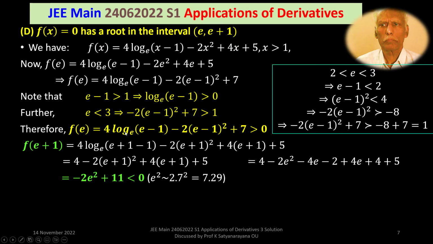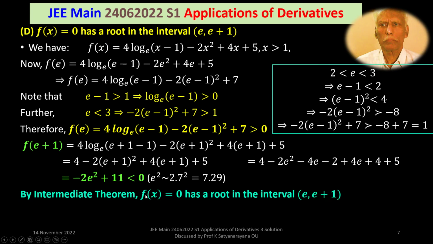So what is it that we have observed? f of e is positive, f of e plus 1 is negative. So they have opposite signs. And f of x is continuous. Therefore, by the intermediate value theorem, f of x equal to 0 has a root in this interval e to e plus 1. That means option D is true. That means f of x equal to 0 has a root in this interval. So option D is true.